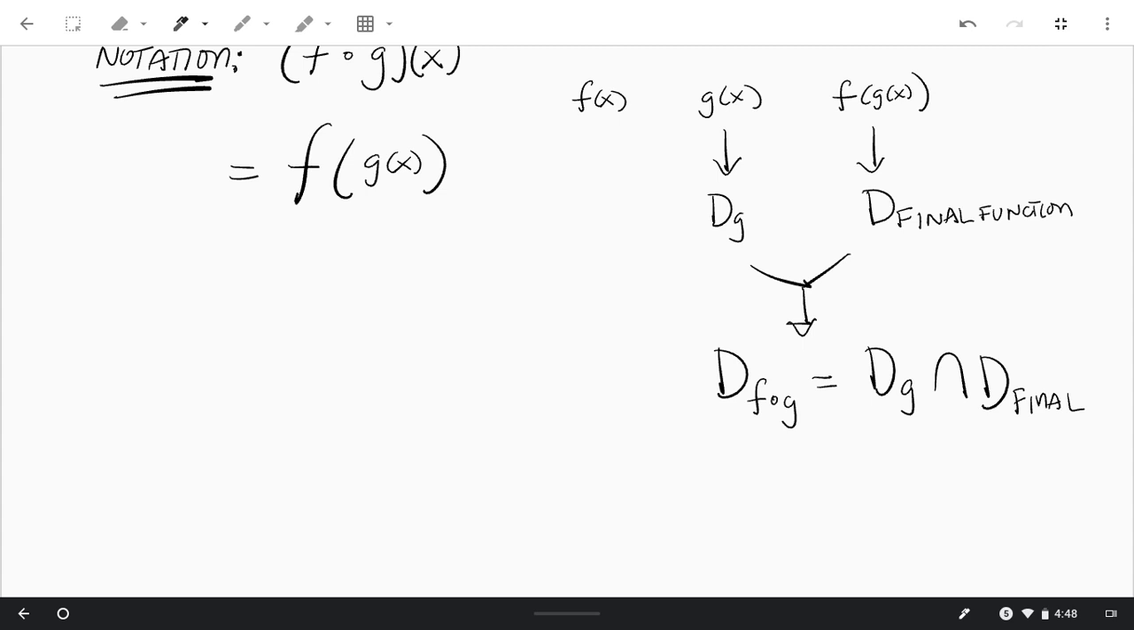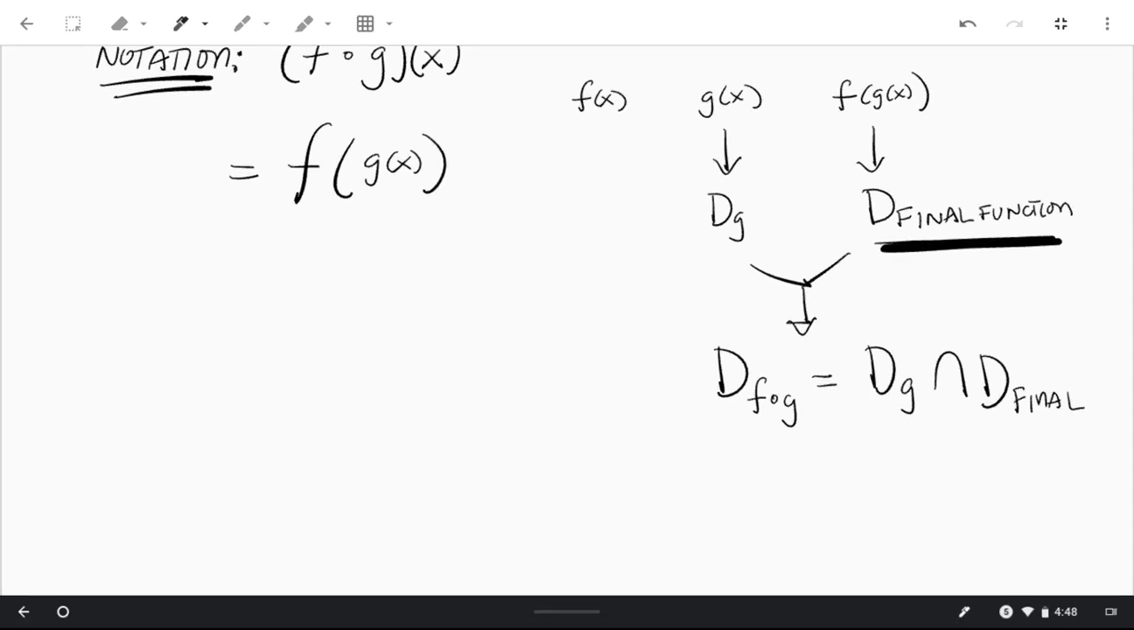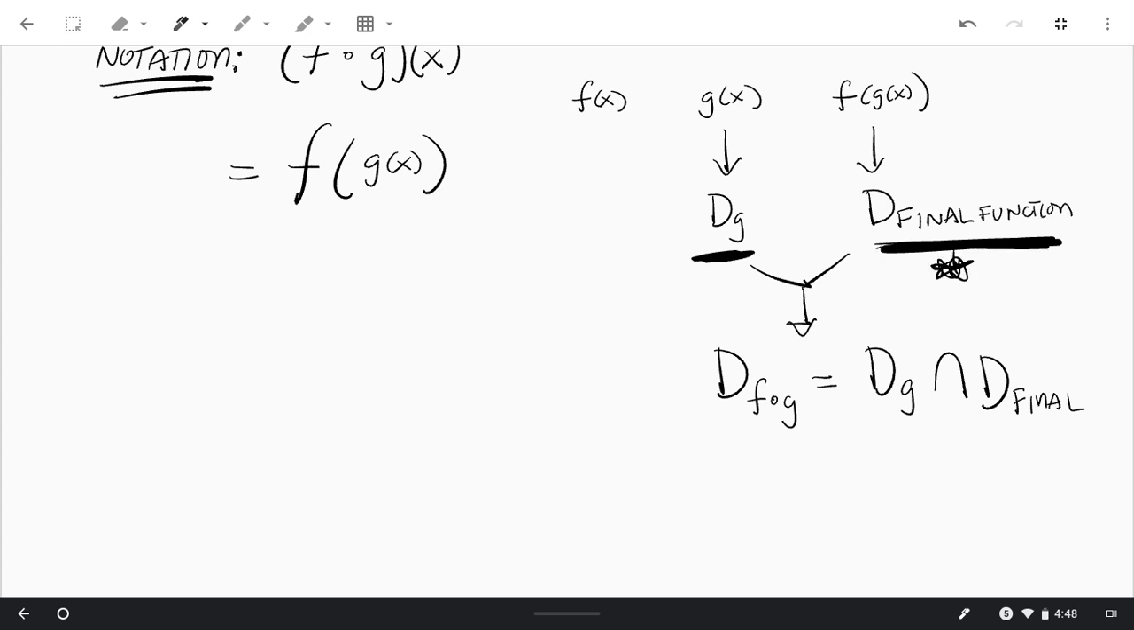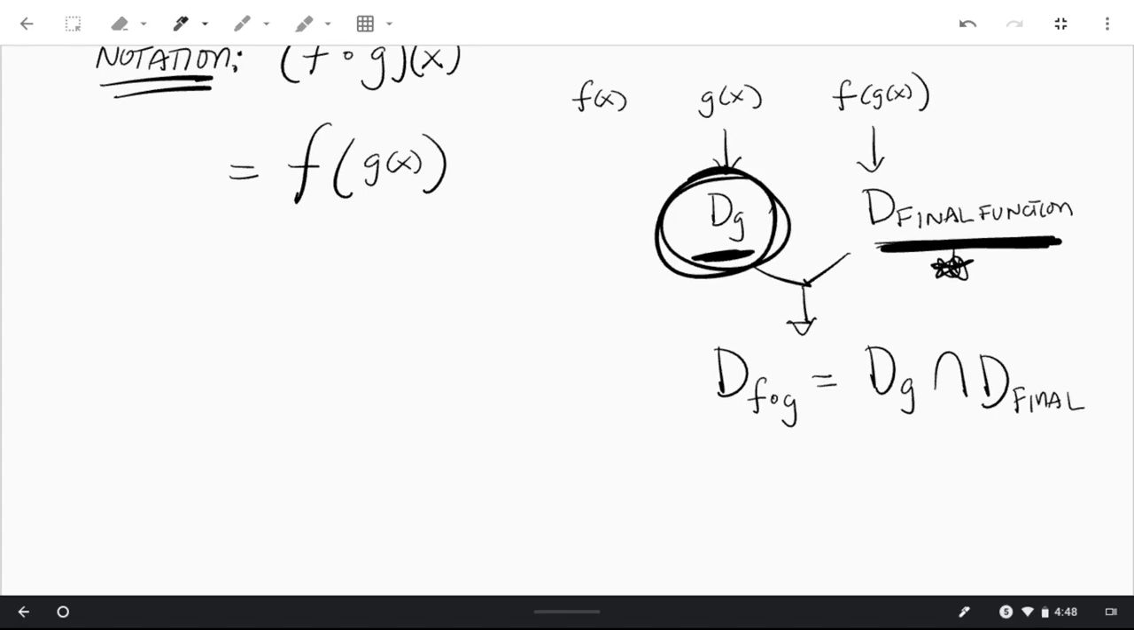So basically, look at your final function and figure out its domain. For the most part, if there are no restrictions on the domain of G, the function that you plug in, then whatever you have here will most likely be your domain. But you look over here at the domain of G just to see if there are any restrictions that you also need to include at the end.